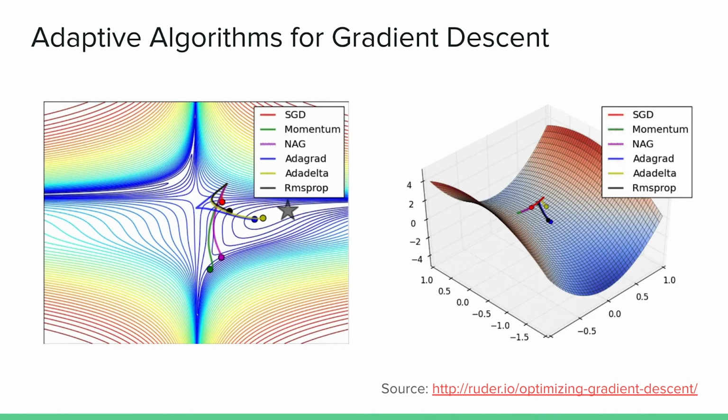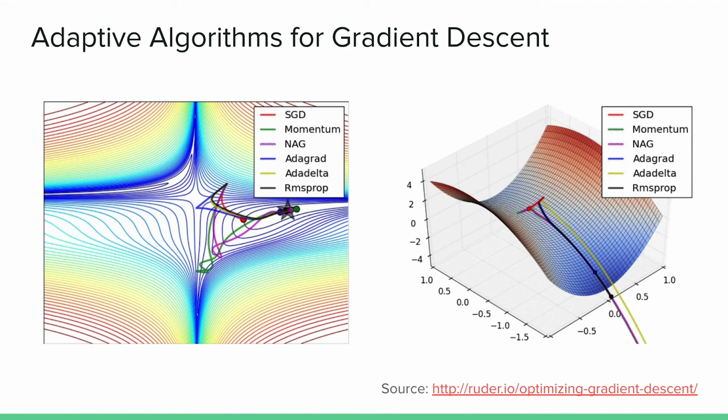Ruder, and he made this really nice visualization that I want to share with you, where he constructs a loss surface and then lets loose a bunch of different adaptive algorithms and just tries to see how they perform on this. You can see that these adaptive algorithms usually go down very fast, whereas stochastic gradient descent without any momentum is bouncing back and forth.